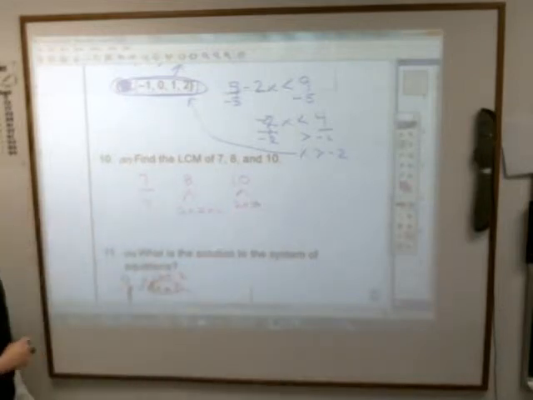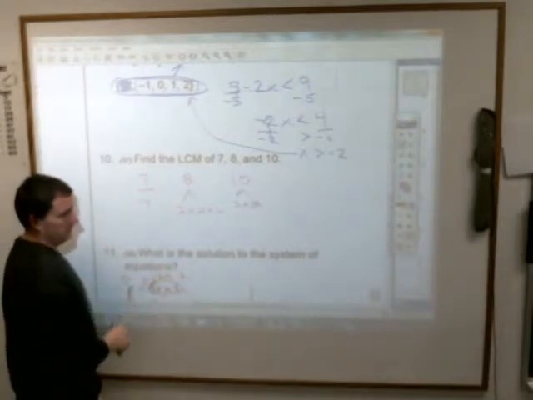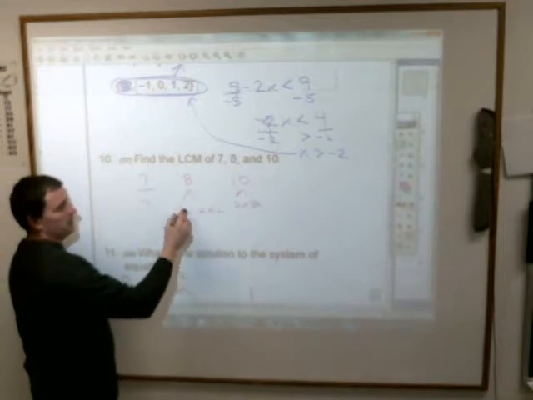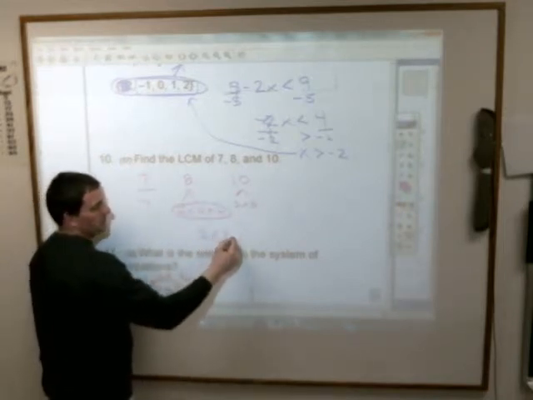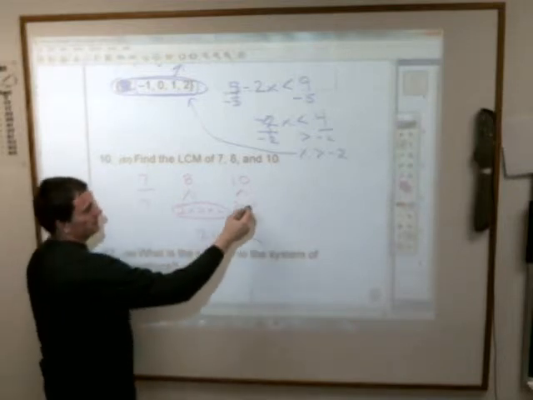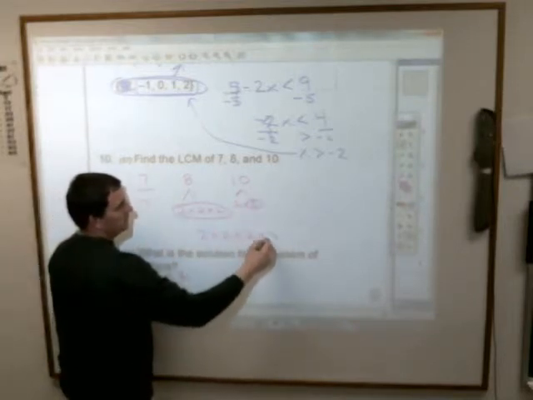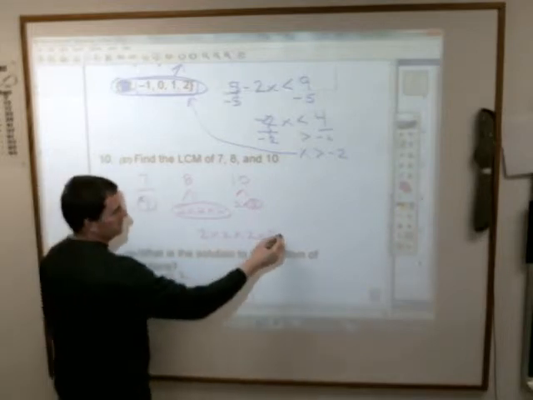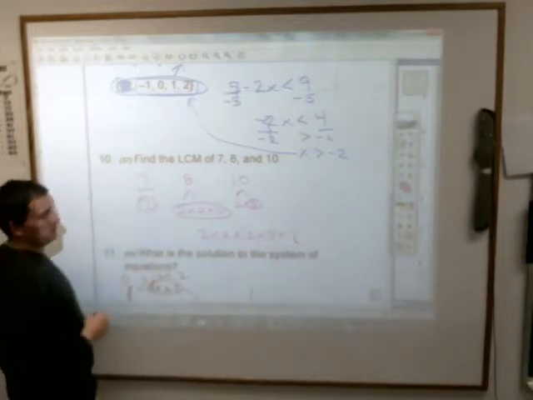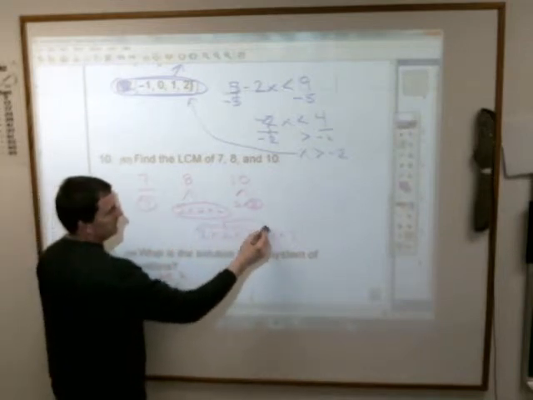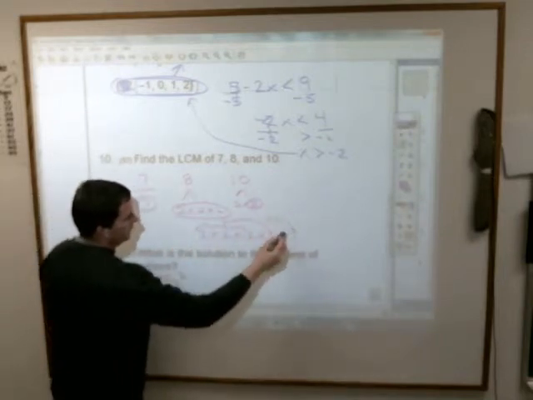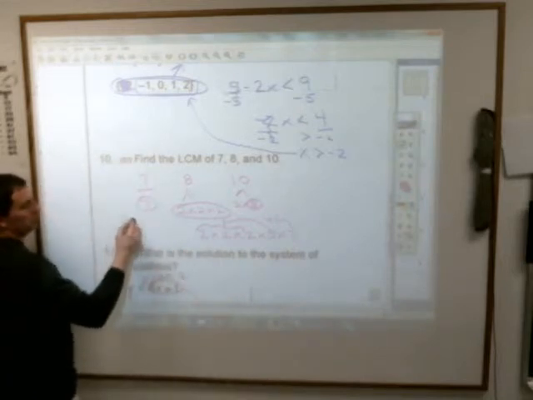Now, what's the rule here, Austin, you know? Take the most that any group has of any different factor. In other words, which group has the most 2's? This one. So you have to take 3 2's. Which group has the most 5's? This one, which is just 1. Which group has the most 7's? This one, which is just 1. And then just remultiply them. So you end up taking 8 times 5, which is 40. 40 times 7 is 280.